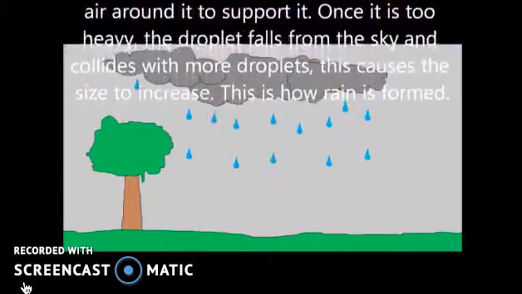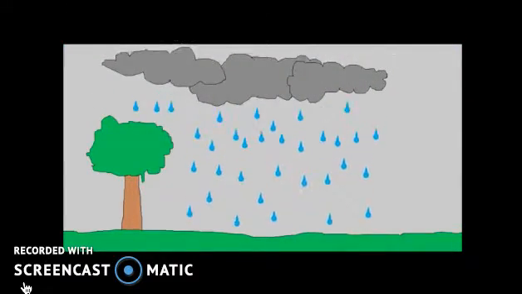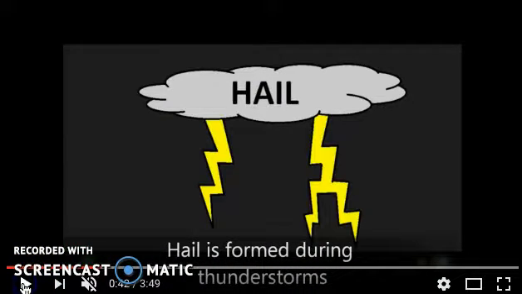Let's see what the next form of precipitation is. So we have hail. I'm going to pause this real quick. Hail is formed during thunderstorms. It's basically ice crystals that form and begin to fall back towards the surface. An ice crystal that we saw in our other lesson was snow, like little snowflakes. These are big crystals, and they grow in size.